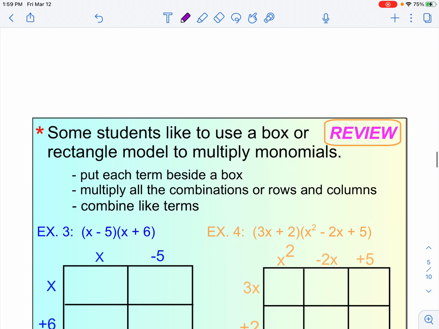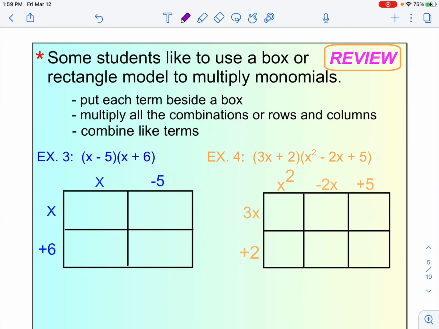A third way that some students really prefer is the box method. In the box method, you take each term of the binomial and write them above a box. Then you do the same thing for the other two terms and write them next to the box as well. Then you do all the combinations of multiplication for each row and column. So you multiply this x times this x to get x squared. You multiply this x and the 6 to get 6x.